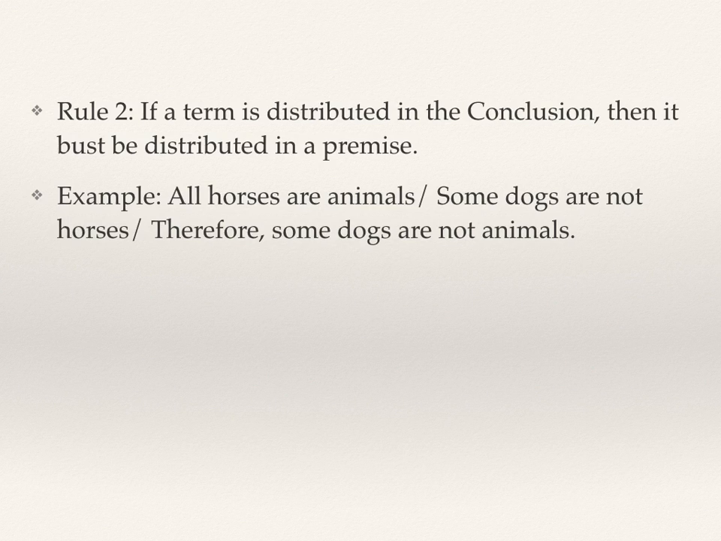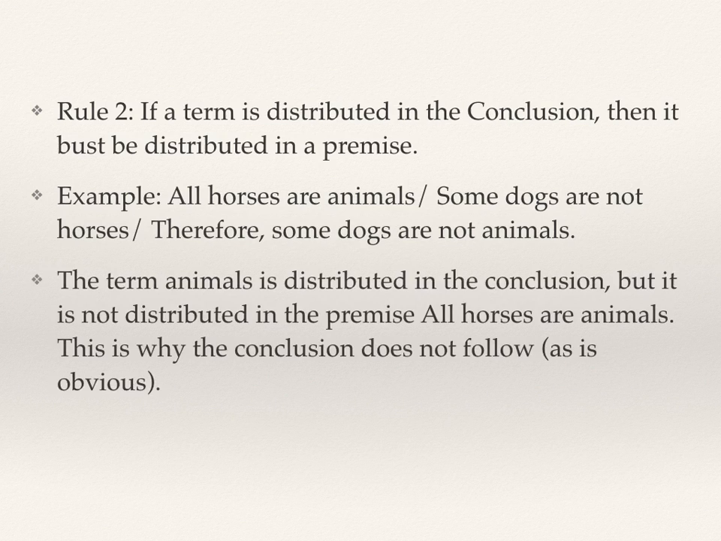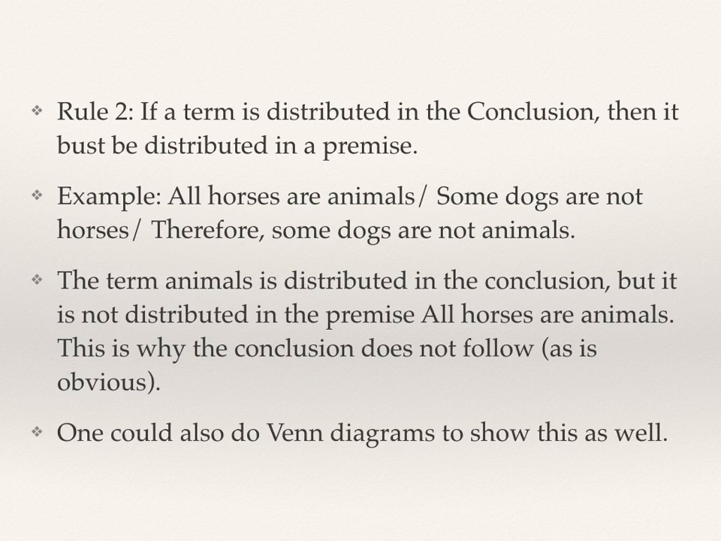And so what went wrong here? Well, what went wrong is that it violated Rule 2. The term animals is distributed in the conclusion. Some dogs are not animals, and so the predicate is distributed in the conclusion, but it is not distributed in the premise. All horses are animals. Only the subject is distributed in that type of proposition. So this is why the conclusion does not follow, as is obvious. And one could also do Venn diagrams to show this as well.